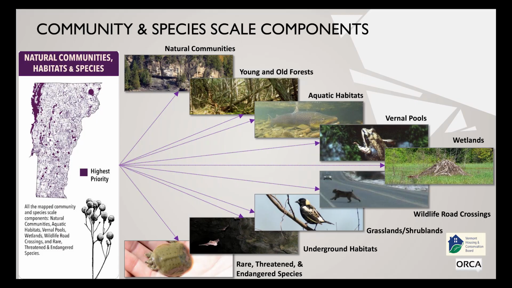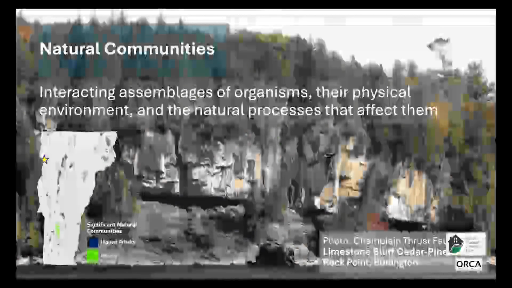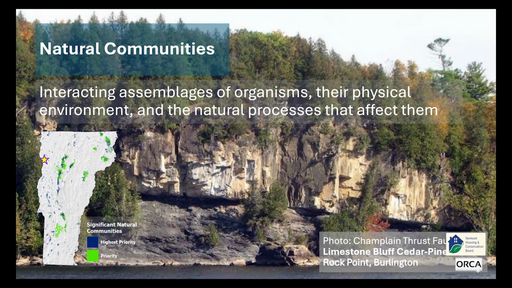There's natural communities, there's rare, threatened, and endangered species, there's, you can read this better than I can, underground habitats, young and old forests, grasslands, aquatic habitats, road crossings, vernal pools, and wetlands. Vernal pools are a type of wetland, but we wanted to make sure to call them out specifically. Just want to talk about a couple of these.